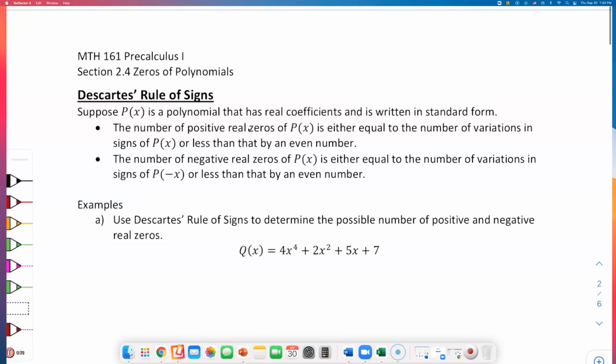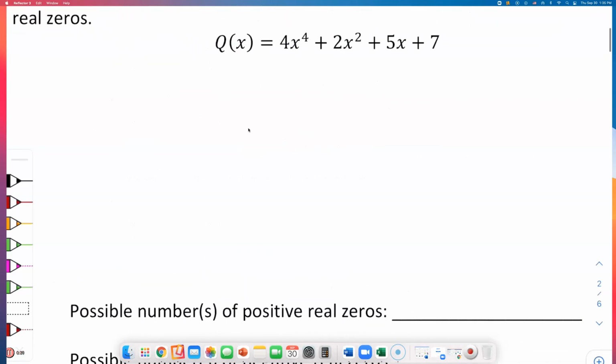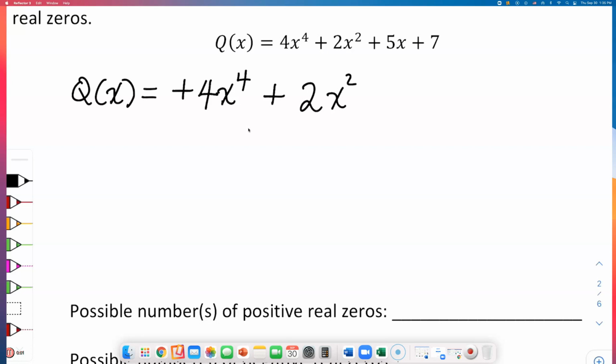If you want to find how many positive real zeros a polynomial p of x can have, you first have to find the number of variations in signs, so sign changes. Let me do the positive cases first. Here's a function q of x. I'm going to rewrite q of x. The first term is positive 4x to the fourth power. The next term is positive 2x squared. The third term is positive 5x. The last term is positive 7.